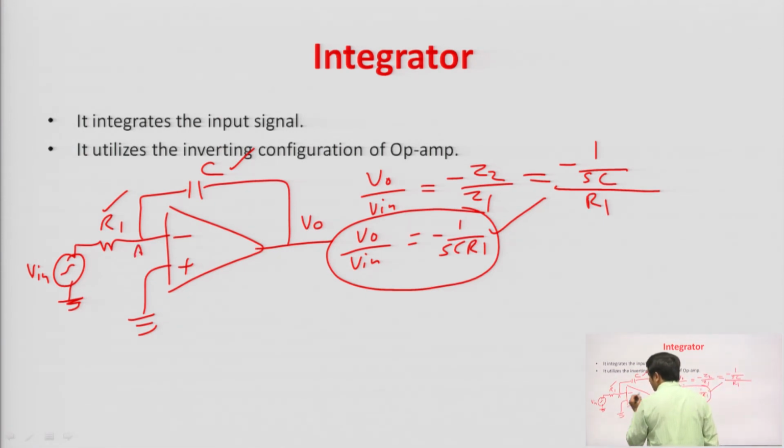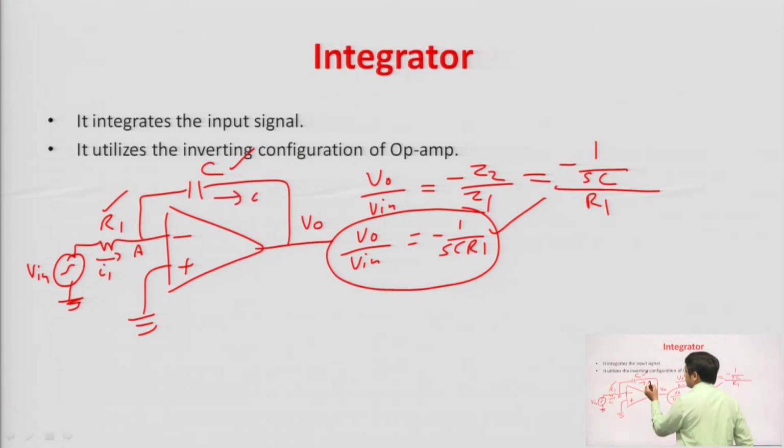Considering this is node A, what is the potential at node A? Obviously, it is 0 volt, if we are considering the ideal op amp. In an ideal op amp, the current entering the op amp is 0, and virtual ground is being applied because of the infinite open loop gain. So, it means that if the current flowing through resistor R1 is I1, then the current flowing through the capacitor will be I1. Again apply the KCL at node A.